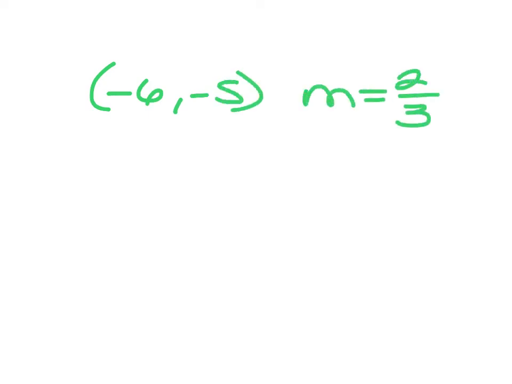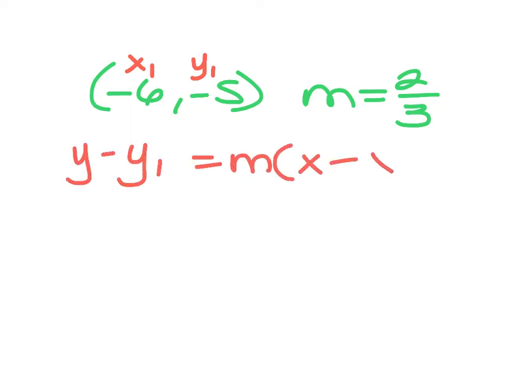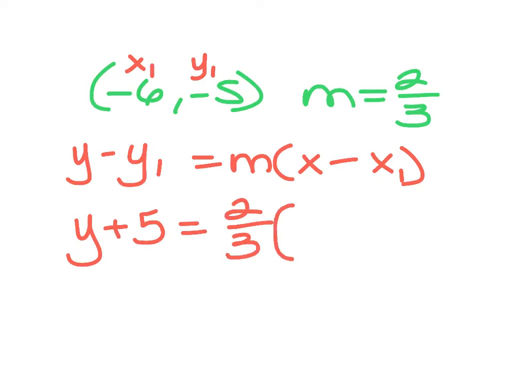It gives you -6, -5, and the slope is 2/3. Okay, so if it gives you that information and it wants the equation of the line, right? So this is my x1, this is my y1, that's my m. So I would do y minus y1 equals m times x minus x1. So y minus a -5 becomes +5 equals 2/3 times x minus a -6 becomes +6.